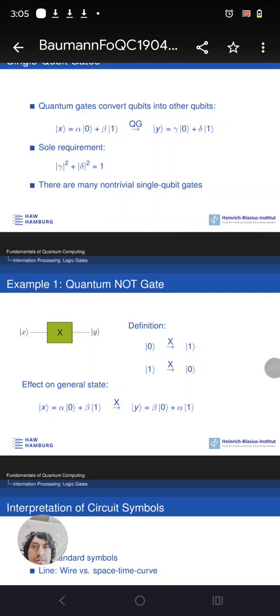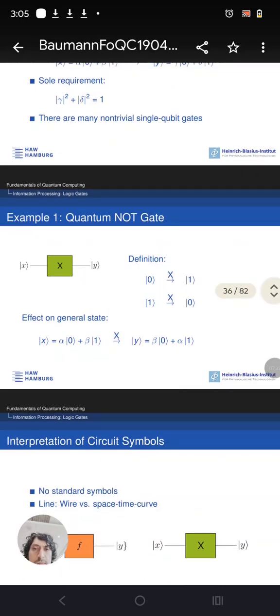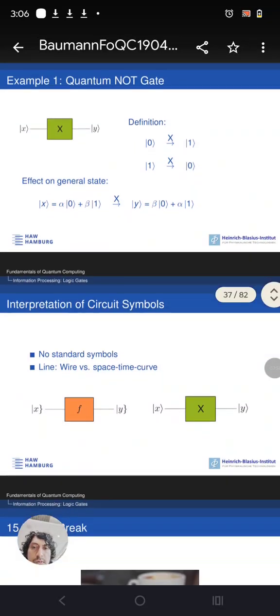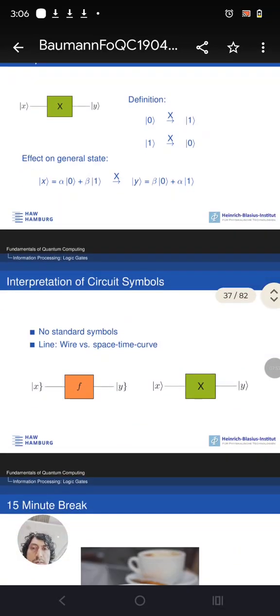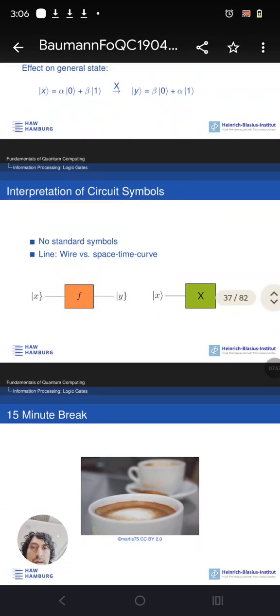So there are many non-trivial single qubit gates. Effect on general state. So in this one, alpha 0 plus beta 1, the coefficient for state 1, this gate is changing that into the coefficient for basis state 0. There are no standard symbols: line, wire, bus, space, time, curve, x to y function.